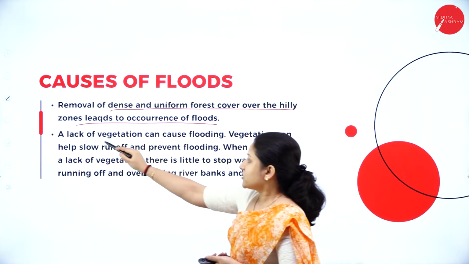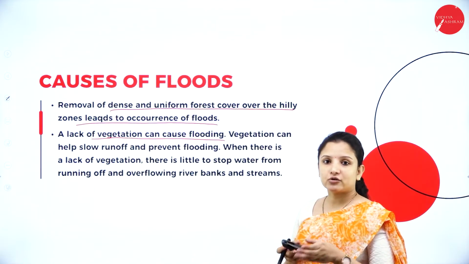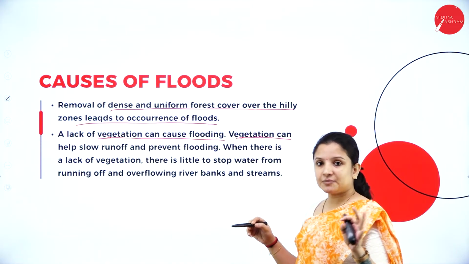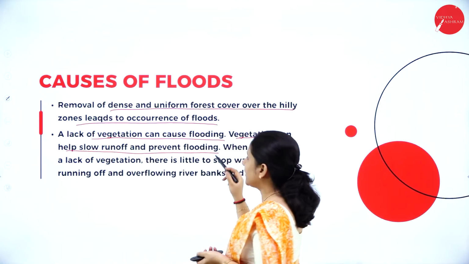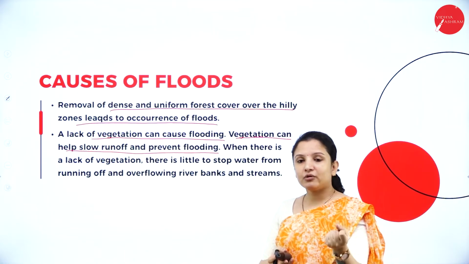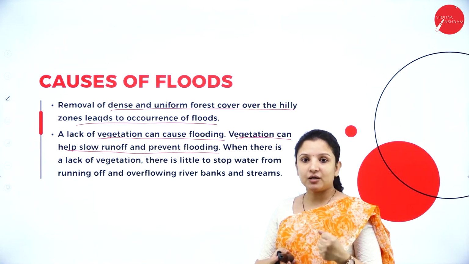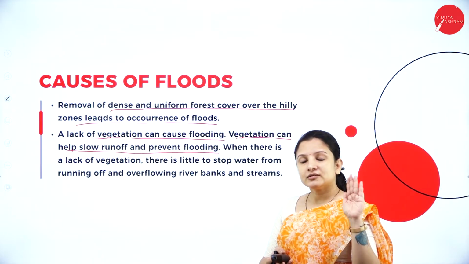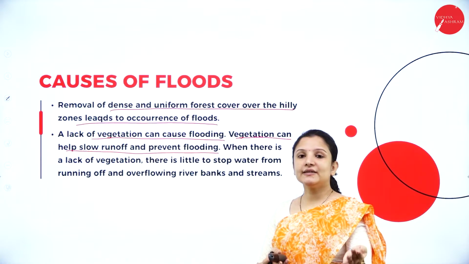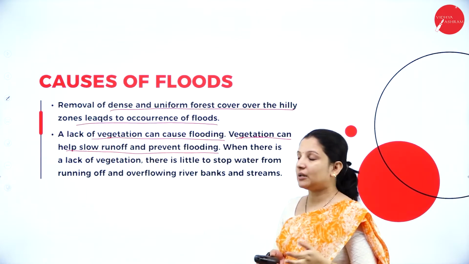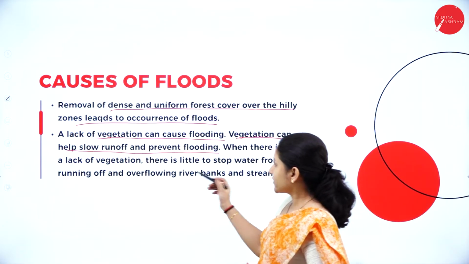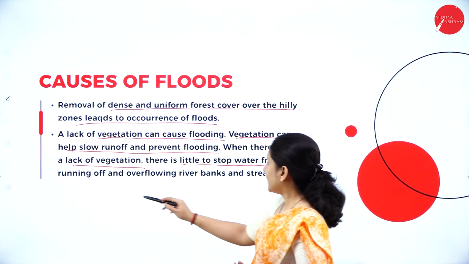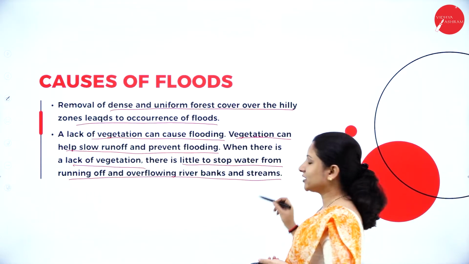A lack of vegetation can also cause flooding, because, as I told you, overgrazing and such can also cause flooding. Vegetation helps in preventing water runoff and therefore prevents flooding, because the more vegetation there is, the more water the soil can absorb. So surface runoff will be reduced. But no vegetation means the surface runoff will increase completely and the seepage of water will be greatly reduced. So when there is a lack of vegetation, there is little to stop water from running off and overflowing in the rivers, banks, streams, etc.